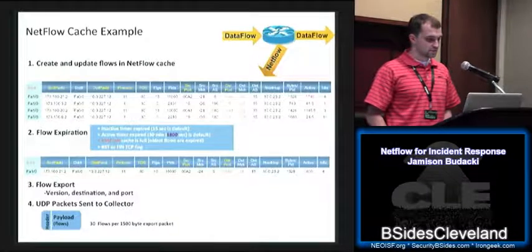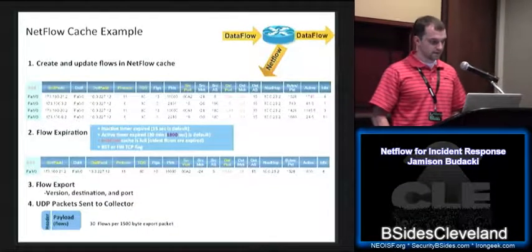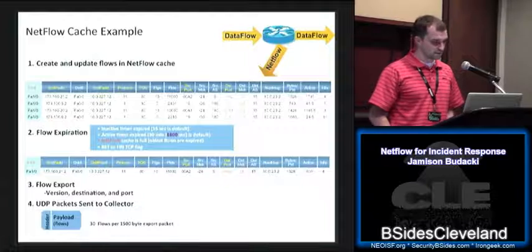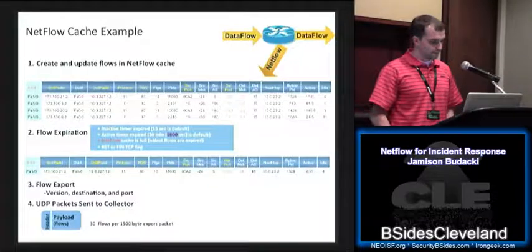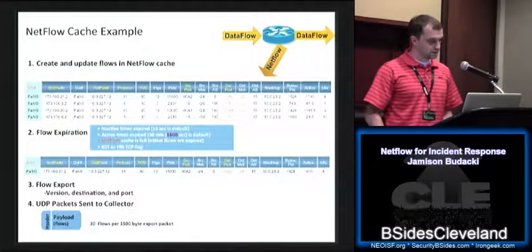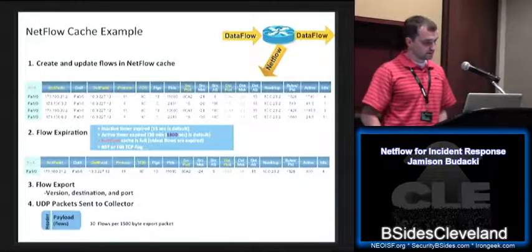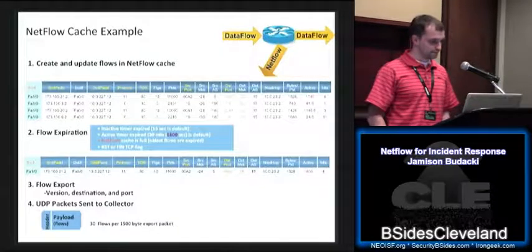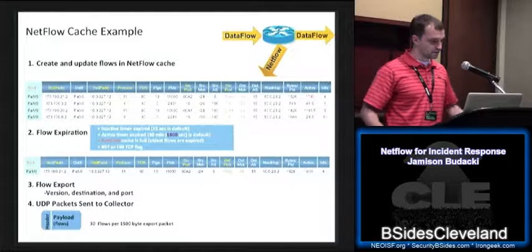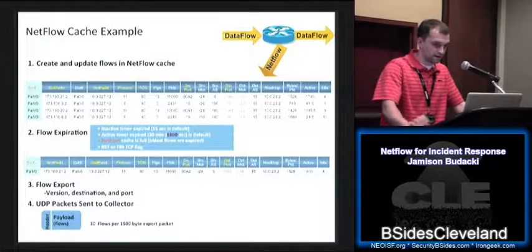The next step is really exporting the flow. You call out the version, the destination, and the port. And then the UDP packets are sent off to the collector. There are about 30 flows in a 1500 byte packet.